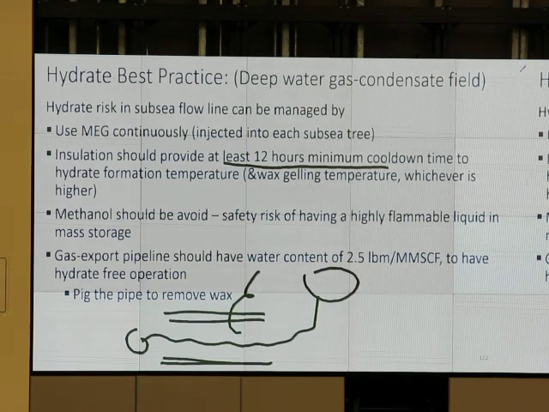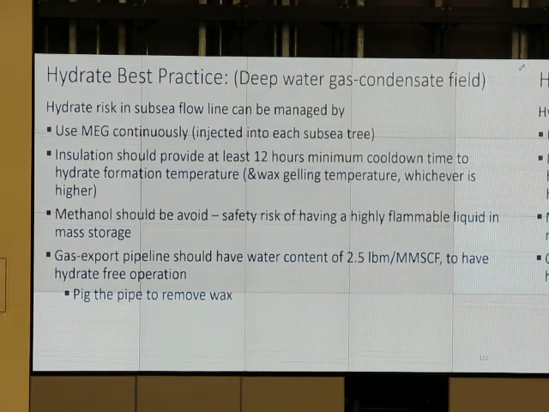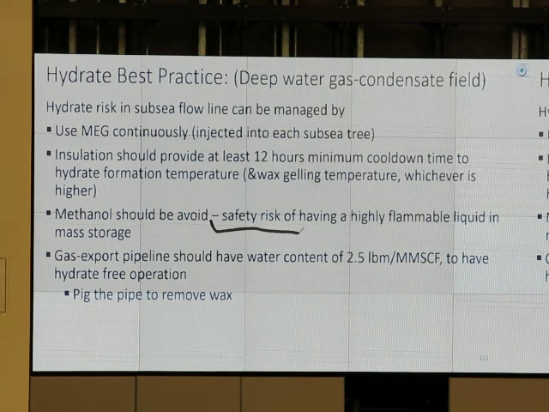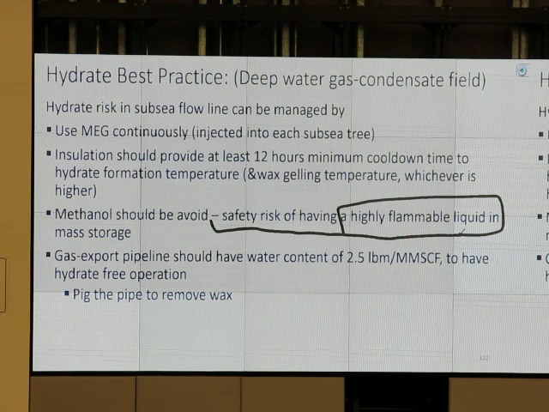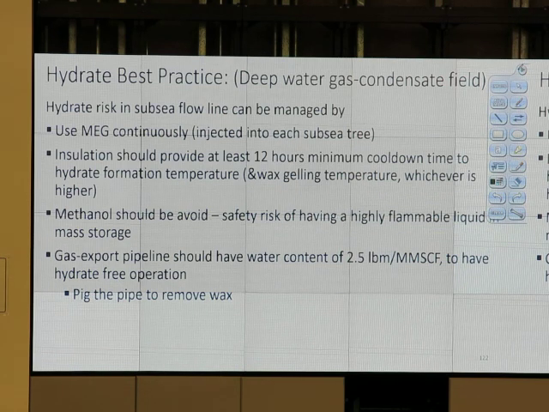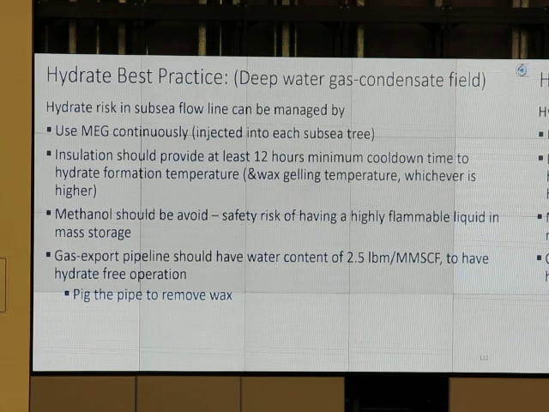We can use methanol, but people don't quite like it on the platform because it has a safety problem. It is highly flammable, and how do we put a lot of that on the platform without worrying that it will burn? We may have fire. So MEG is maybe a better choice. Methanol can be used, but we don't quite advise it.